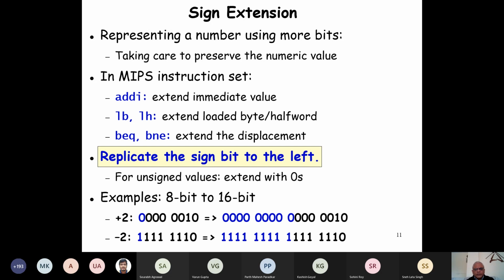It will be nice if somebody gives a simple proof of why sign replication doesn't change the value of the number. Please work this out, anybody, I mean all of you, whoever can, the simplest proof. It's not a very hard proof. In our book that we are following, it's not there, even though it just says sign extension doesn't change the value of the number. Please mail me your answer. We'll consider that in our grades and so on.